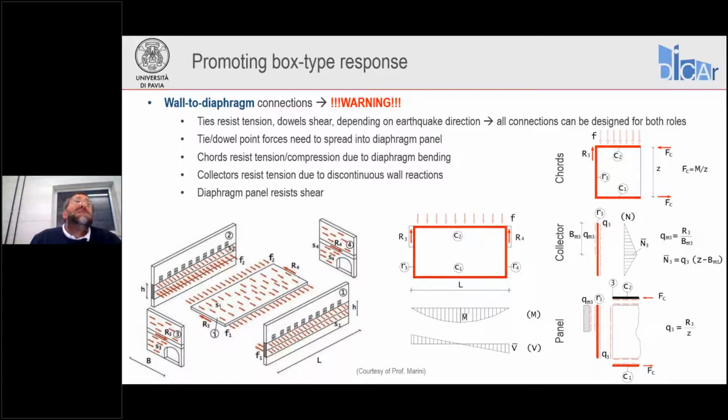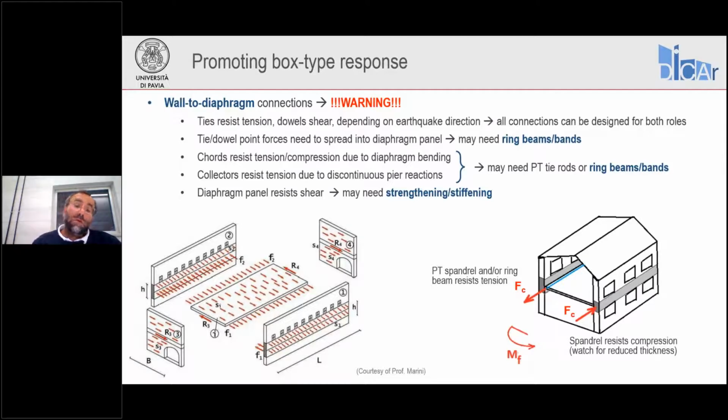Now, if you're lucky, the existing diaphragm is able to resist this tension, compression, and shear forces. But in most cases, we are not that lucky. So we need to basically provide strengthening for chords and collectors and for the diaphragm. Now, this is usually done by ring beams or bands that can also help spreading the tie and dowel forces into the diaphragm. In some cases, for chords and collectors, we may take advantage of tie rods.